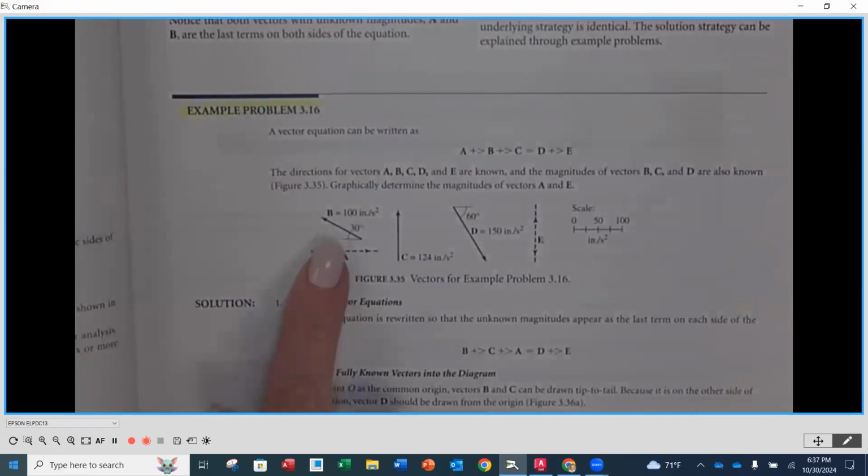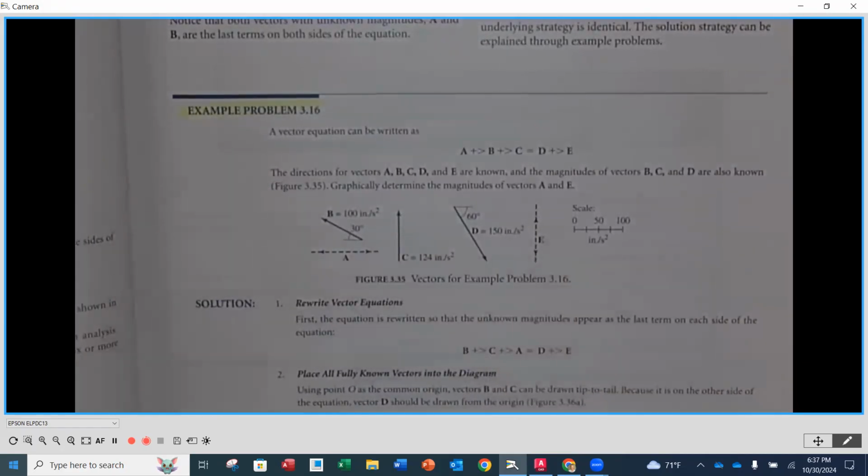B, we know everything. We know both magnitude and direction. C, we know both magnitude and direction. D, we know both magnitude and direction. But E is another one like A. We know its direction, but we don't know its magnitude or if it's pointing up or down.